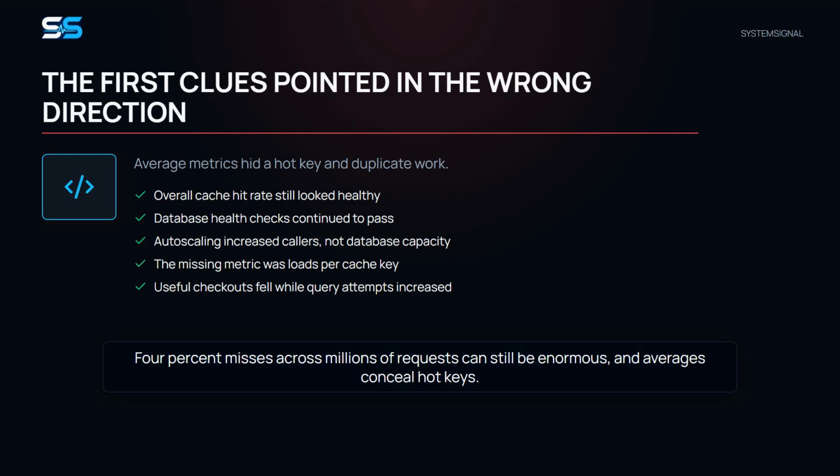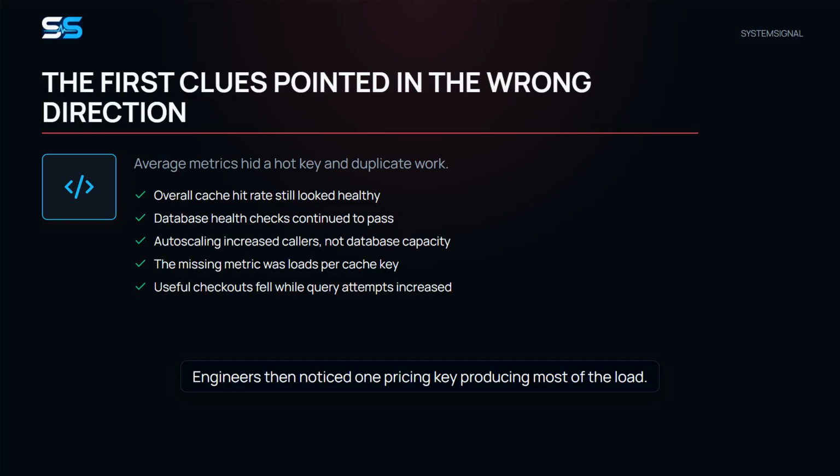4% misses across millions of requests can still be enormous, and averages conceal hot keys. Engineers then noticed one pricing key producing most of the load. Database query attempts were rising, while completed checkouts were falling. Auto-scaling had made the ratio worse by adding more independent cache loaders.